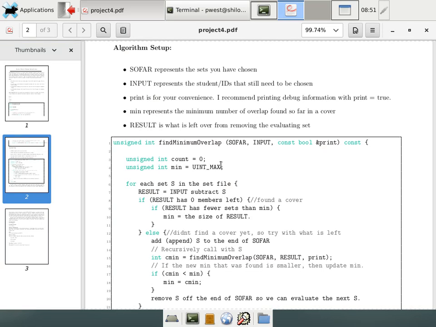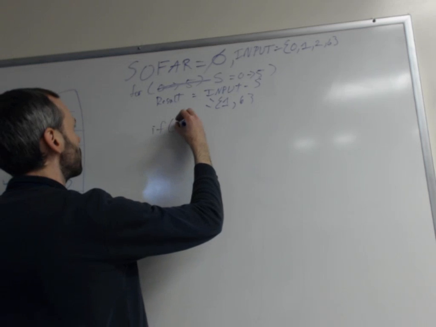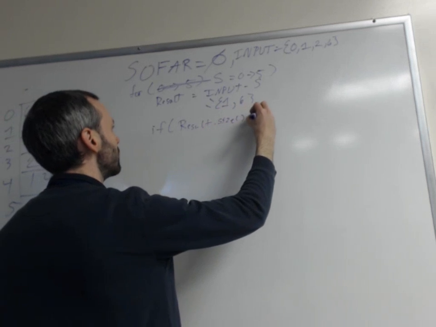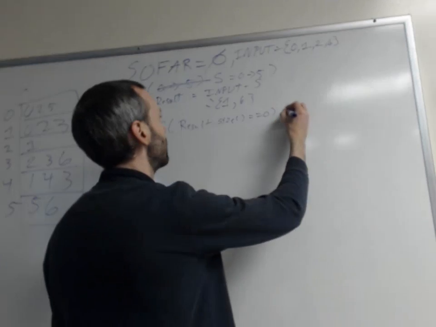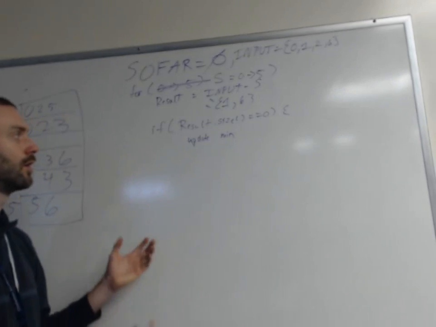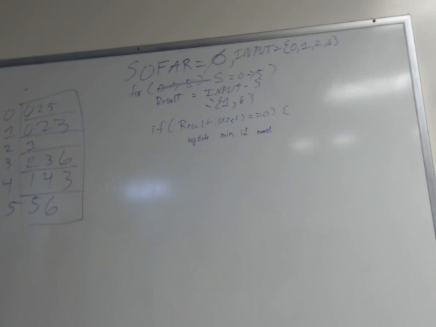And then the next step of this algorithm: if result has no members left, I'll just do size equals 0. That means we found something, right? So at that point we need to update min, if needed. If the new min from that evaluation is 0, then we're done. Then we need to compare it against min, see if that is a lower number. If so, update min.